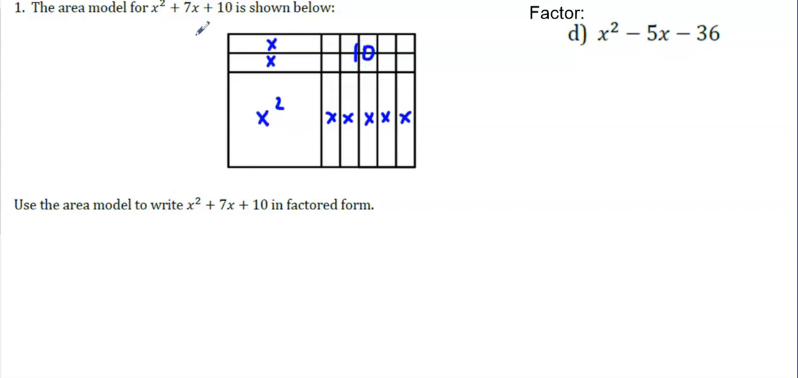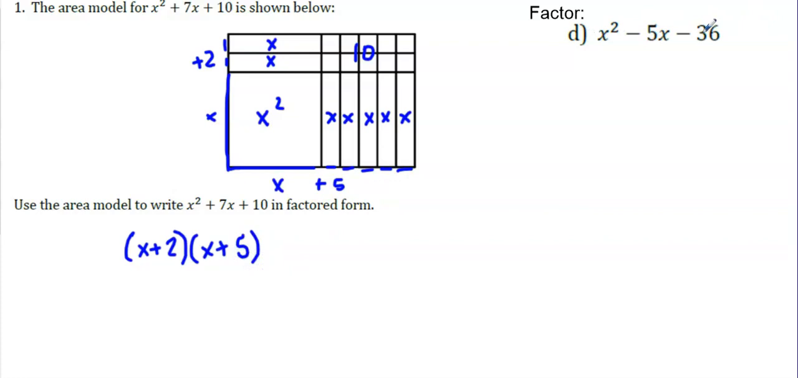So to use the area model, if we have the area by adding up all of the little pieces on the inside equals x squared plus 7x plus 10, then we can also represent the area of this rectangle by a length times a width. So the length here is x plus 5. 1, 2, 3, 4, 5. And then the height is x plus 2. So in factored form, this is x plus 2 by x plus 5.